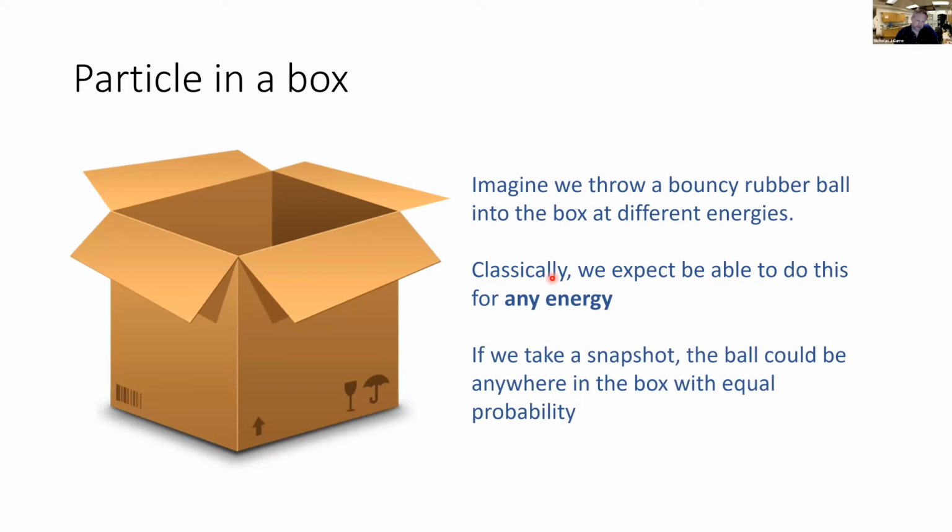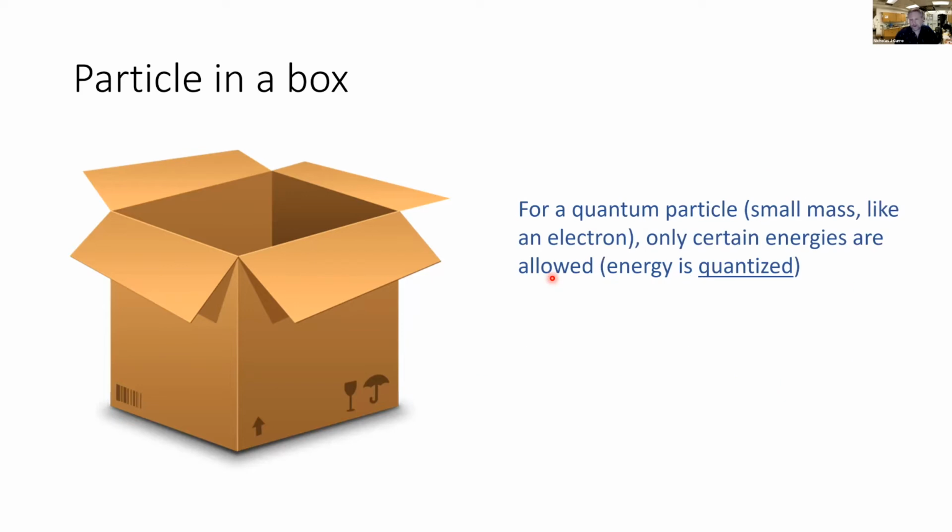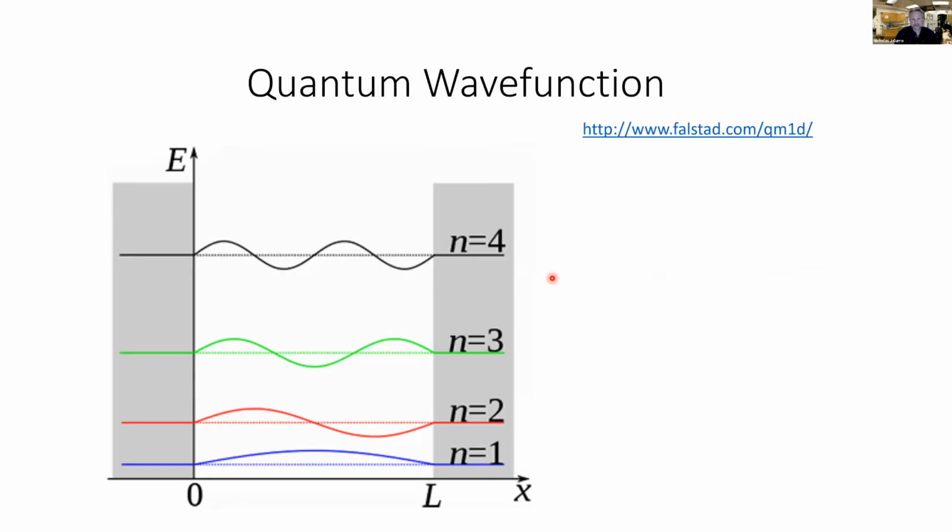That's a model system for how an atom or an NV center is. There's a region of space where the electron could be, but when you think about it from a quantum mechanics point of view, things change. In fact, from a quantum mechanical point of view, only certain energies are allowed. This is the idea of quantization, and so there are only specific energies allowed.